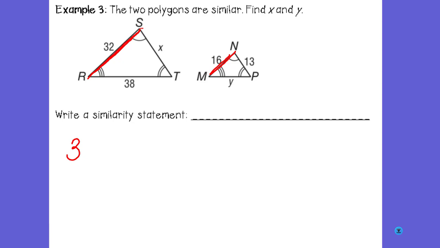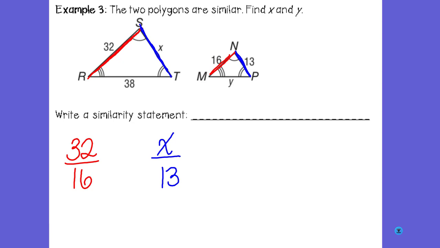So one of my ratios is 32/16. Then I have side ST, one curvy, two curvies. If I go in my other triangle, one curvy, two curvies. ST corresponds with NP. So my second ratio is x/13.